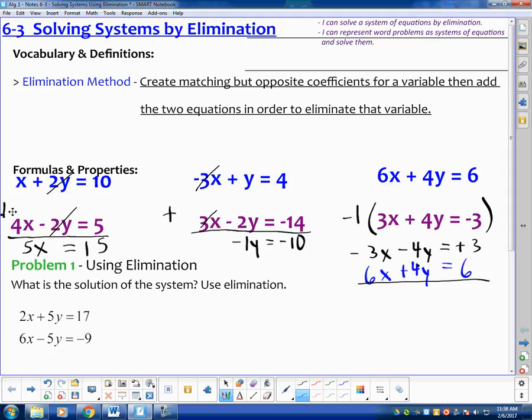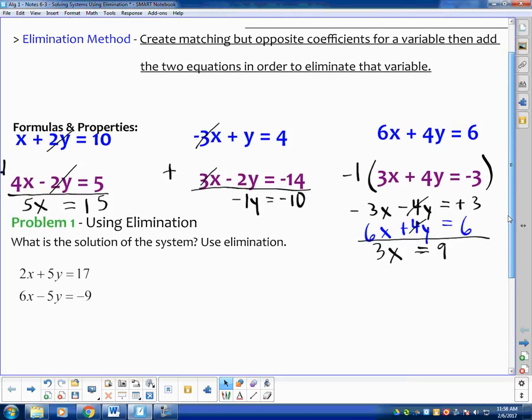So when I add these, -3x and 6x is 3x. The 4y's cancel, right, Marcos? Okay, the 4y's, do you see why they cancel? Yeah. And then equals 9, and then you could probably do this in your head, right? X equals what? 3. 3, yes, good.